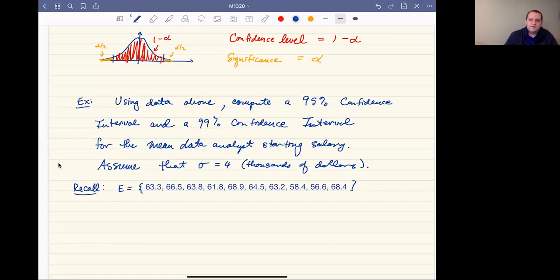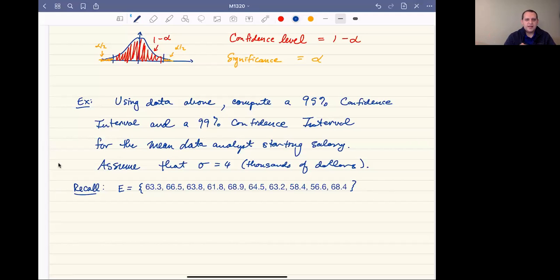In our first example, finding confidence intervals, what we're going to do is take our data from above. That's the data analyst starting salary data. We're going to try and find a 95% confidence interval and a 99% confidence interval, and we'll figure out how those two are related.